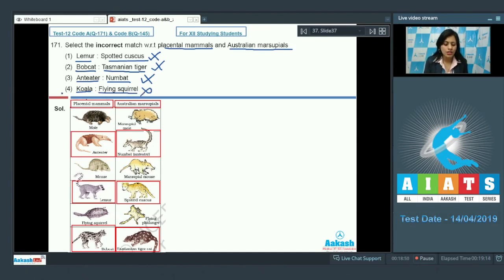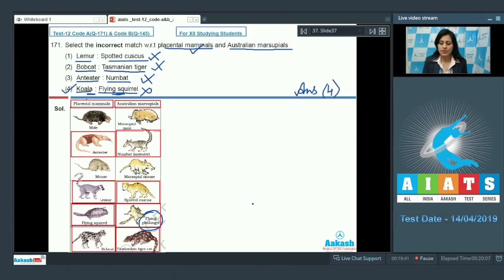is an incorrect match, so this is a correct answer to our question because koala is an Australian marsupial, flying squirrel, as you can see here, is also an Australian marsupial. So this is an incorrect match with respect to placental mammals and Australian marsupials. Flying squirrel is a placental mammal which exhibits analogy with flying phalanger. So the correct answer to this question is option number 4.